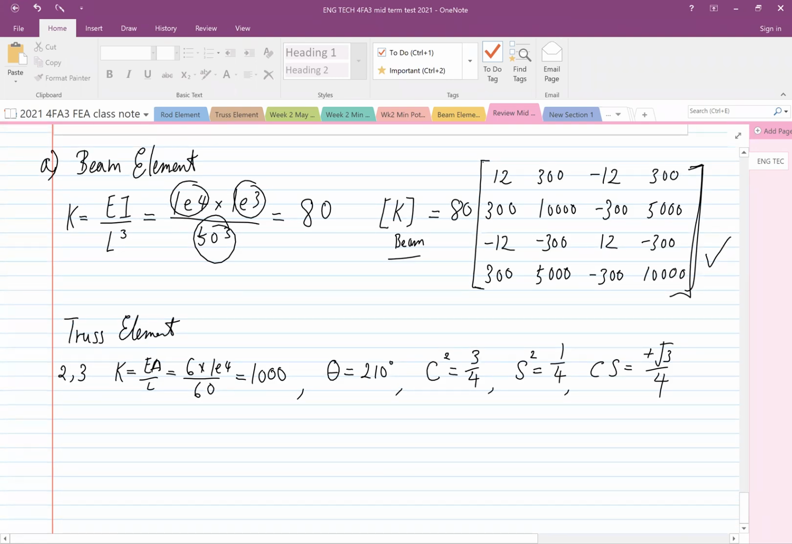Sometimes I like to write it in a fraction, but right here I'm going to add them together. So I use a decimal point this time. Root 3 divided by 4 is 0.43. What happens if you travel from 3 to 2?